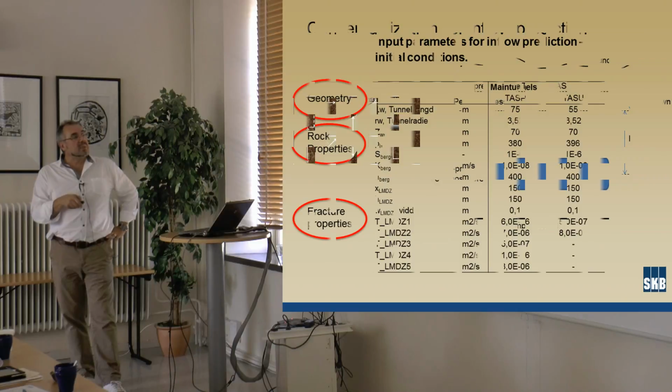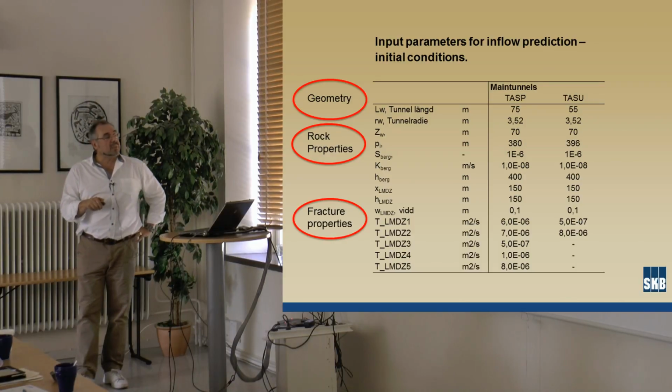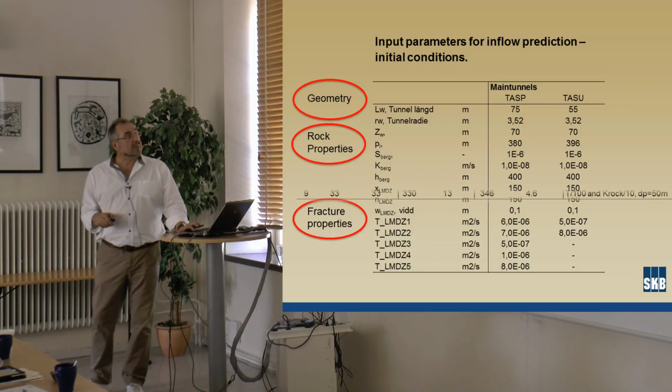But the other thing which is needed for the calculation is what we call the initial condition, the input parameters. So we have input parameters on the geometry, on the tunnel, on the rock properties, and on the fracture properties for the two main tunnels, which are called the TOS P and TOS U tunnels. So that is the input, okay.